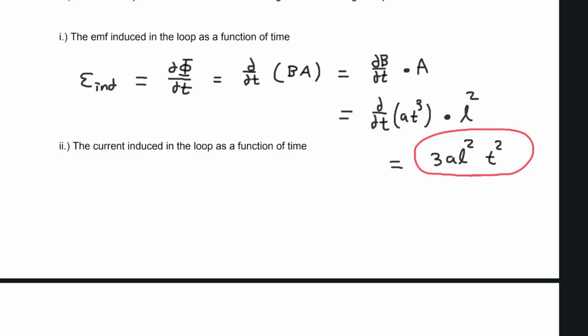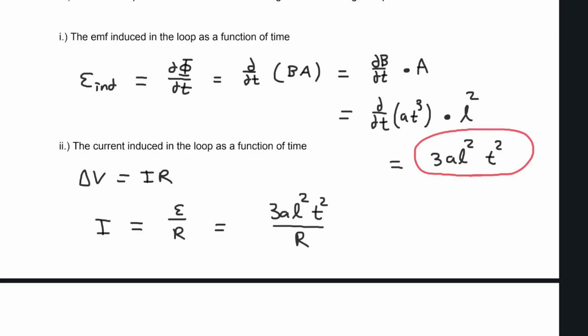And then current, very easy if you already have EMF, because we can just use Ohm's law. So if delta V is IR, then that means that the induced current is just going to be the EMF divided by resistance. So we're just taking our previous expression and dividing by the resistance of the loop. Pretty straightforward. Now we start to just keep adding on things here.